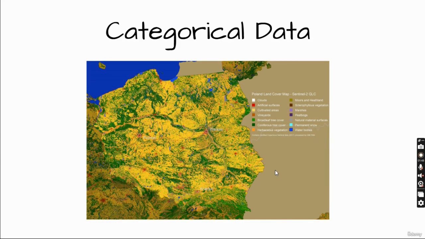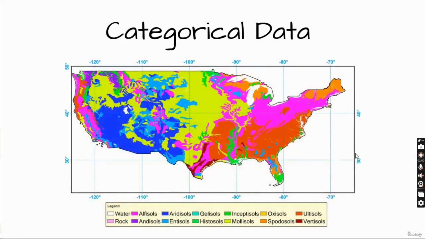Categorical data represents maps divided into different categories such as land cover and soil type. You can see a sample land cover map here. This is an example soil type map.